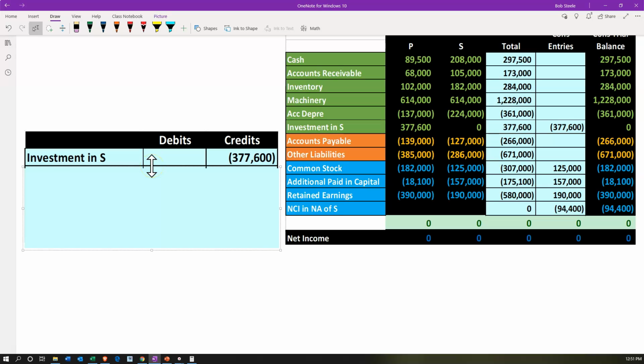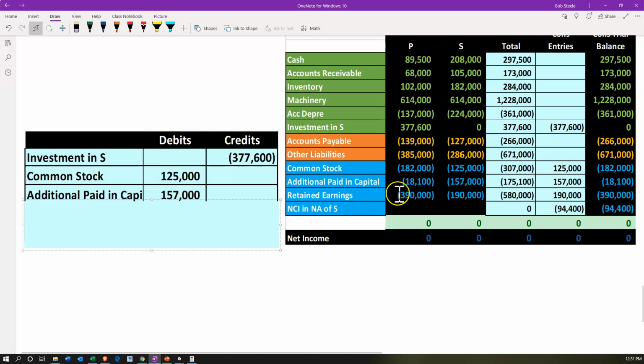So now we're going to say, all right, the investment, let's do that last. I'll come back to that. Then the common stock, the 125,000. We're just going to do our normal thing. It's on the books as a credit for S. We're going to take it off the books with a debit. So then we're going to have the P's, S's, this is the total. Then we removed S's portion, bringing us back to P.